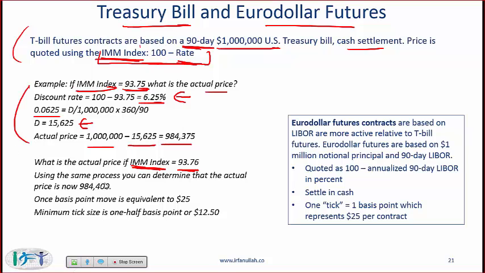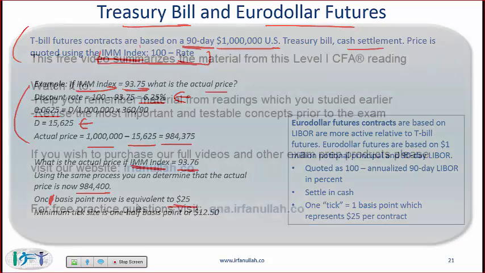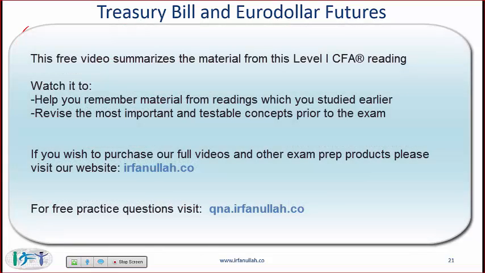Then it can be shown that if the index goes up by 1 basis point from 93.75 to 93.76, then using the same calculation, the price is now 984,400. A 1 basis point move is equivalent to $25. So this is an important point to note. In other words, if you've gone long and the IMM index goes up by 3 basis points, do you need to do a long-winded calculation, or do you automatically know that you gained 75? You gained 75. So you can do the calculation once to convince yourself. After that, you know for a fact that 1 basis point equals $25.